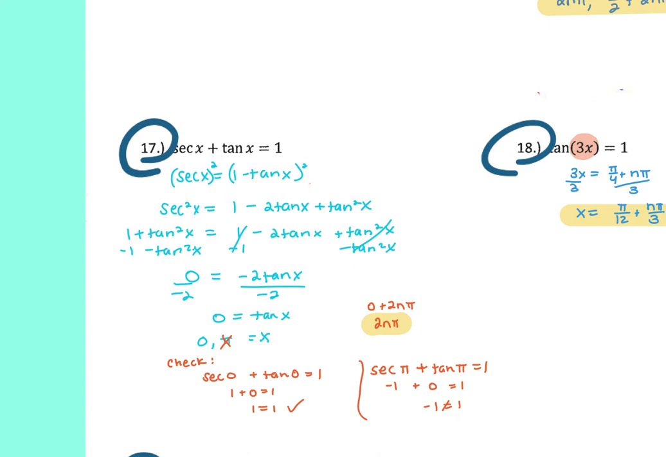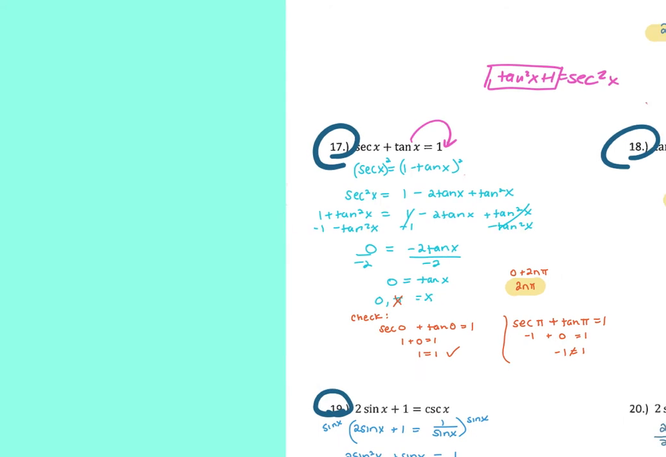So what you want to do is move the tangent, and it could have been the tangent or the secant, doesn't matter which one, but because in our identities, it's tan squared x plus 1 equals secant squared x, I would move the tangent to be the side with the 1. So I move this over here and then expand and FOIL it. So I end up with secant x equals 1 minus tan x.